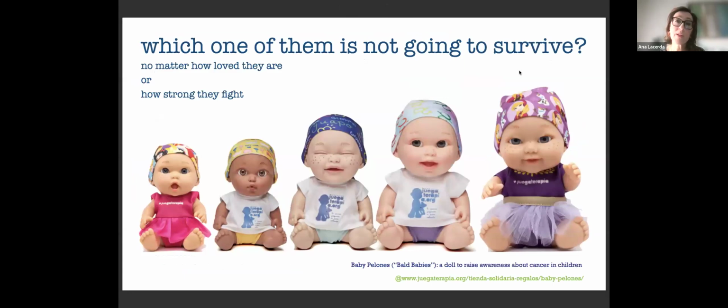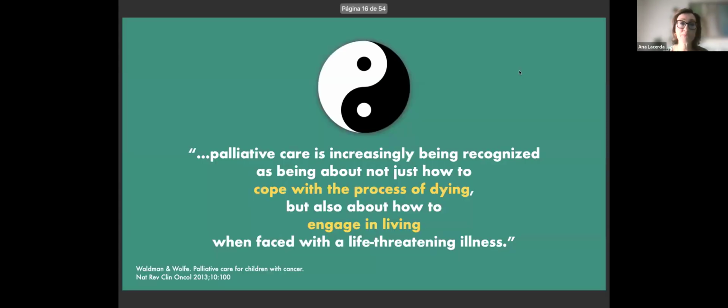Now, the problem is that when we admit to our department a child with cancer, we really don't know who is going to survive or not. We don't have a crystal ball. We know that 1 in 5, in median terms, is not going to survive, but we don't know which one it is. And we all have been surprised by some outcomes. So this really makes it important to integrate palliative care to all from the beginning.